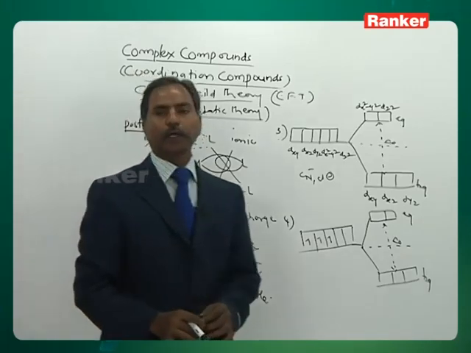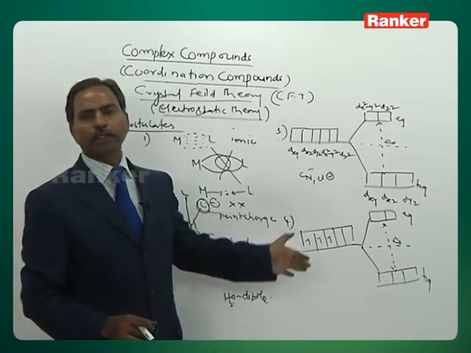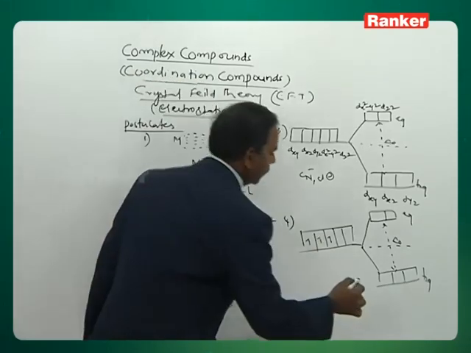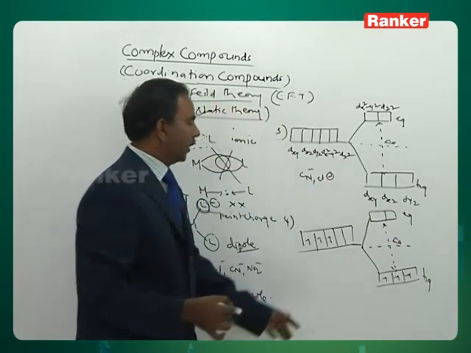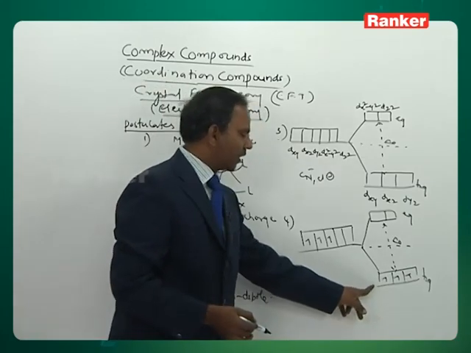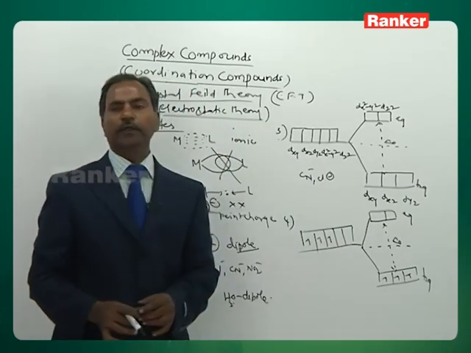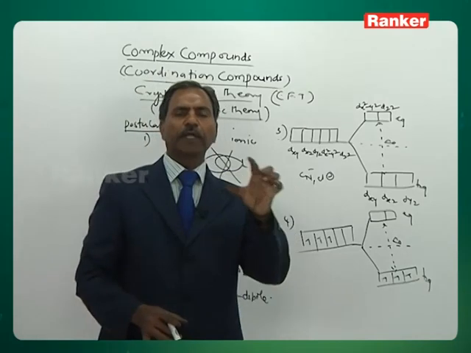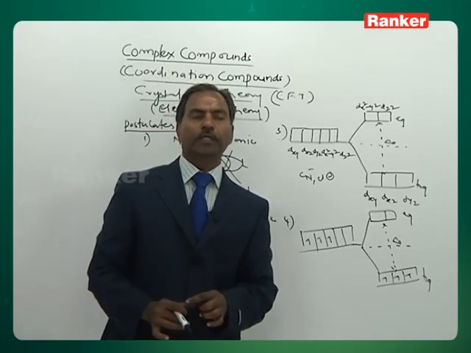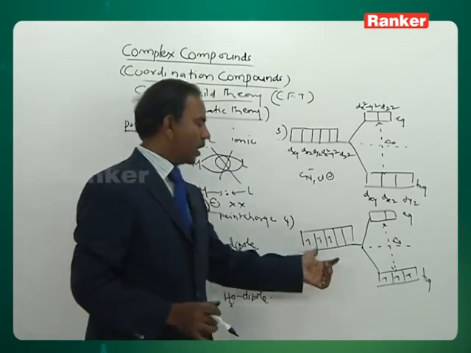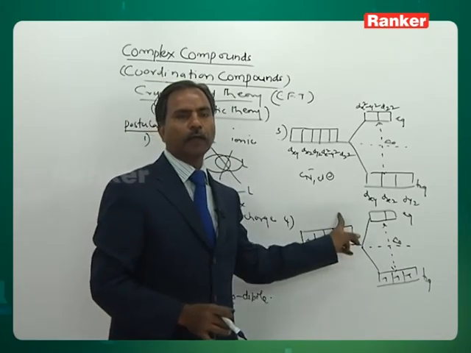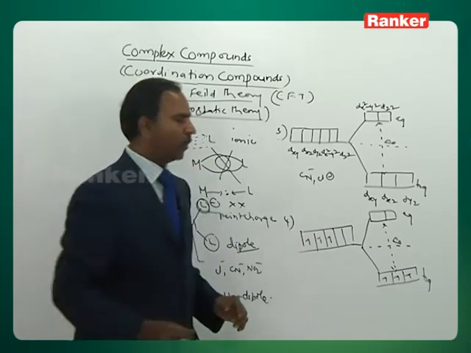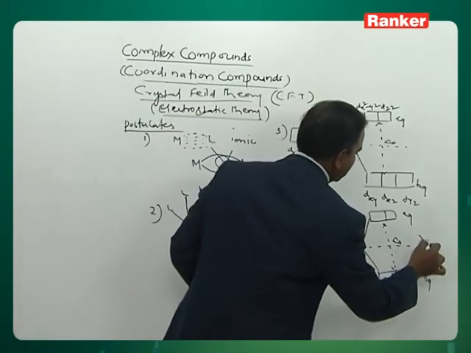After splitting of these d orbitals, the 3 electrons enter the lower energy levels. The energy difference between the lower energy level t2g and the higher level eg is very small. It is more or less equal to the energy of the visible region of light.